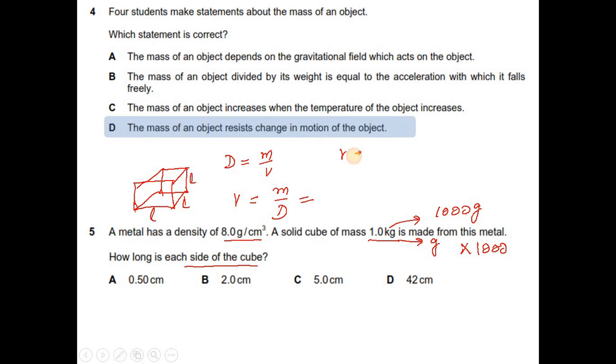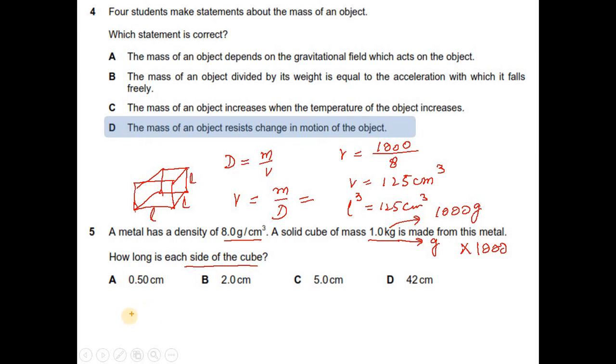So V is equal to 1000 divided by the density, which is 8. And if you solve this equation, then V is equal to 125 centimeter cube. This is the volume, and we know that this is a cube. This volume is L cube, length into breadth into height. So L cube is equal to 125 centimeter cube. Because we need to find the length, we need to take the cube root.